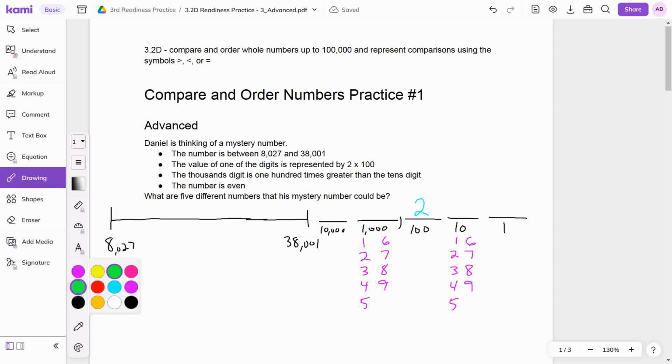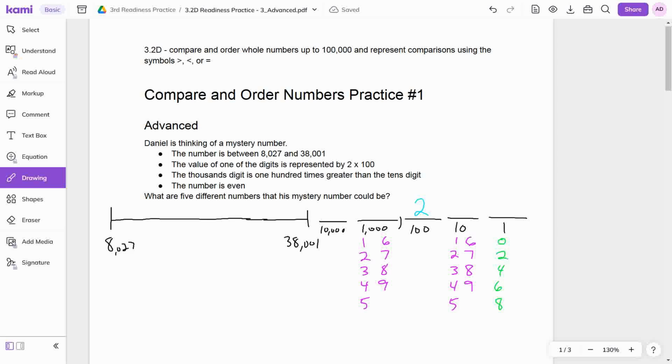And then it says the number is even. Okay, so I've got choices here. I can choose a 0 in this case, a 2, a 4, a 6, or an 8. I'm going to not select 1, 3, 5, 7, or 9. That's it. So I need to select 5 numbers here.